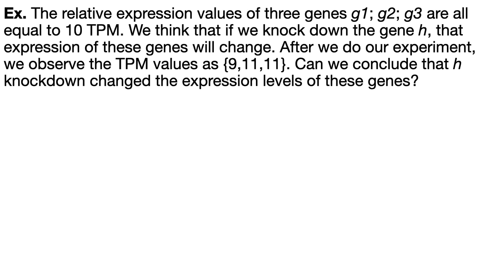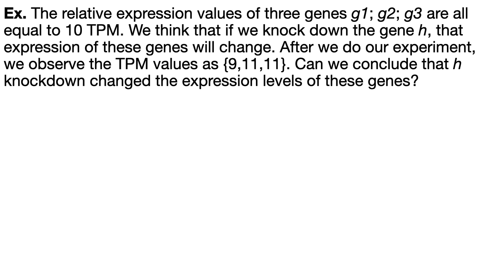Let's do an example. The relative expression values of three genes, G1, G2, and G3, are all equal to 10 TPM, or transcripts per million. We think that if we knock down this other gene, H, the expression of these genes will change. After we do our experiment, we observe TPM values of 9, 11, and 11. Can we conclude that H knockdown has changed the expression level of these genes?